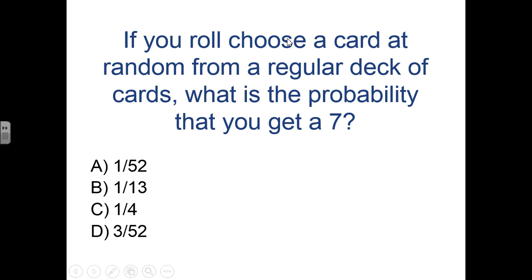If you choose a card at random from a regular deck of cards, I'm sorry, that's a typo there, you do not roll a deck of cards. What's the probability that you get a 7? Pause the lecture, and remember that in a regular deck of cards there are 52 cards, 4 of which are 7s. So pause the lecture and answer this question. Well, 4 out of 52, which is the same thing as 1 out of 13, would be the probability that you would choose a card and get a 7.